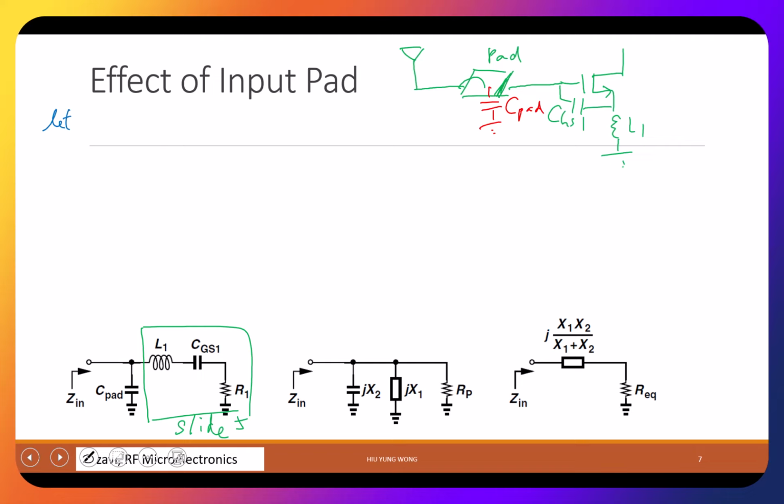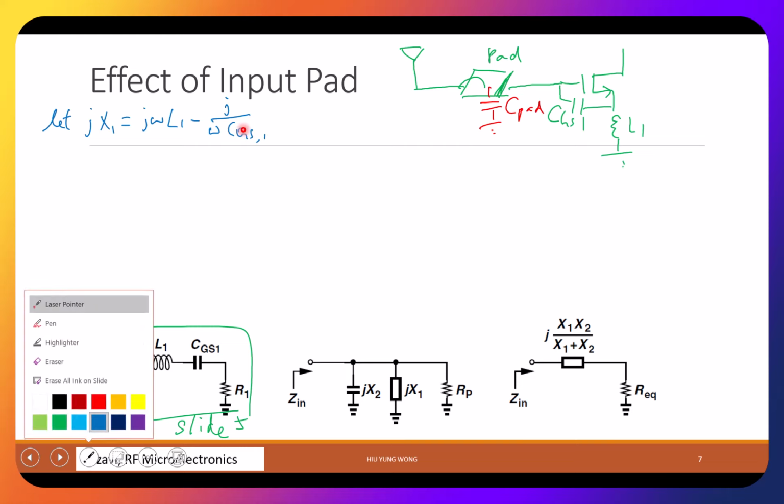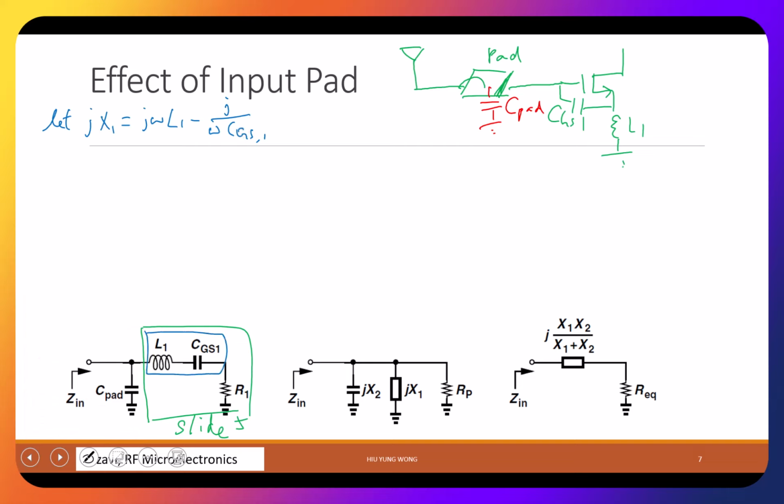Okay, so just for the sake of simplicity, I call jX1, which we discussed earlier, jX1, right? I want to study this. I call it equal to j omega L1 minus j over omega CGS1. So basically what I'm doing here is that I call this whole thing jX1. I just combine that. Of course, this is capacitive, so it becomes negative because it should be 1 over j omega CGS1, so it becomes minus j over omega CGS1, right? So this is jX1.